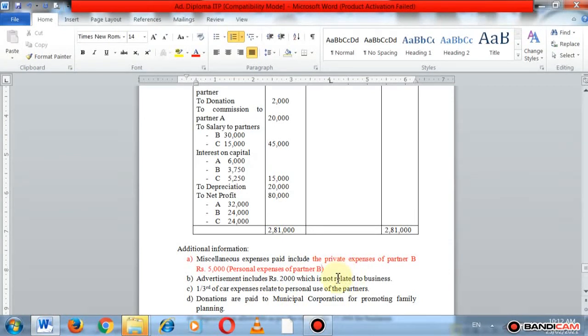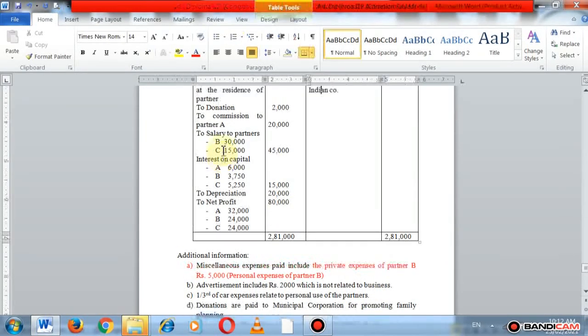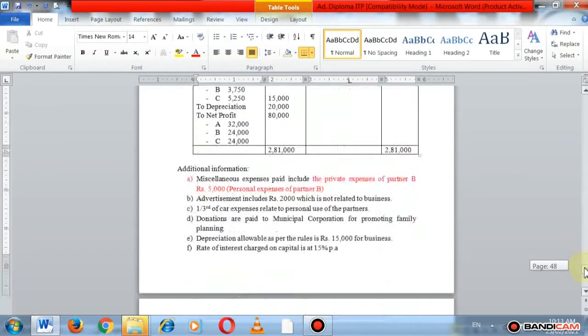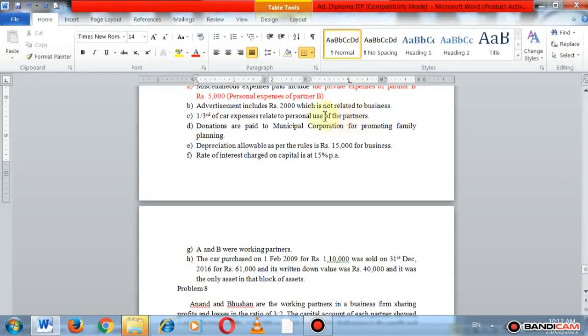Then, advertisement includes rupees 2,000 which is not related to business. So the adjustment is on advertisement. Find the advertisement in the profit and loss account. Make a star in front of advertisement because some expenses of rupees 2,000 in it are not related to business. The expenses which are not related to business are disallowed, so this 2,000 is disallowed.